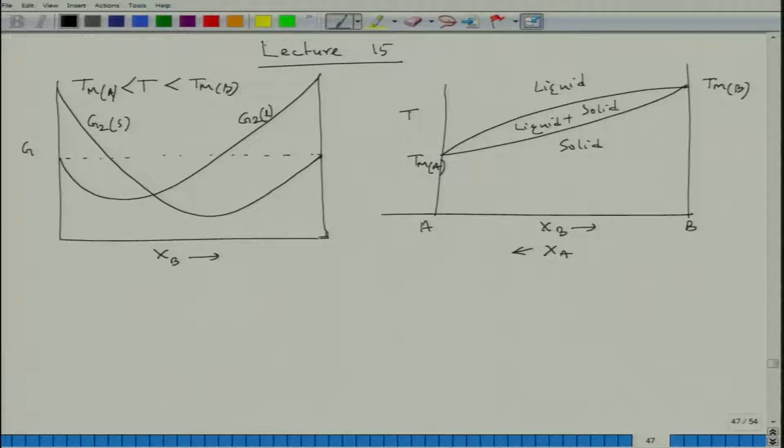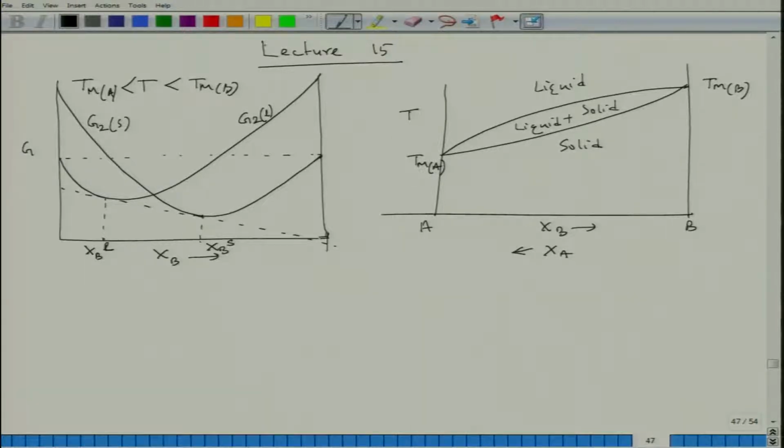Now from our earlier discussion we can see that if we have a common tangent, these two compositions are in equilibrium at that particular temperature. So this is XB of liquid, and this is XB of solid, these two compositions are in equilibrium.